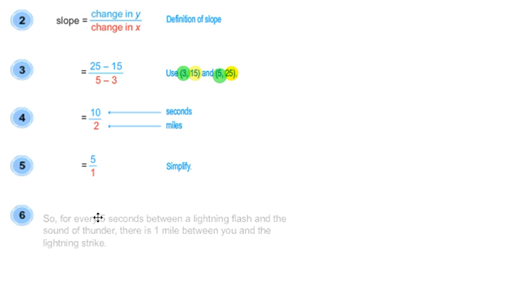Our last step was to tell what the slope actually meant. So this meant that for every 5 seconds between the lightning flash and the sound of thunder, there's 1 mile between you and the lightning strike.